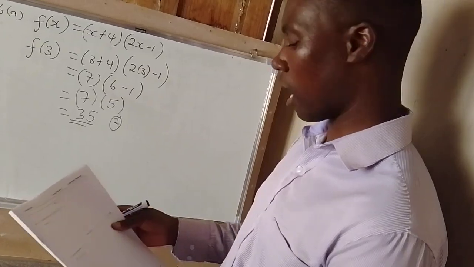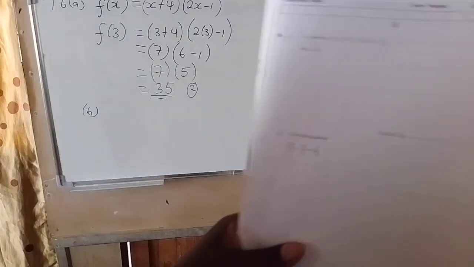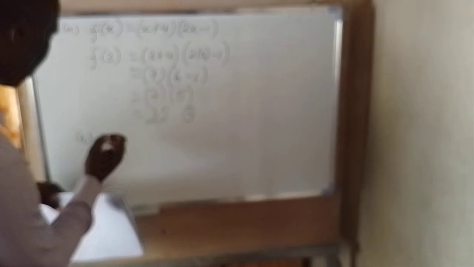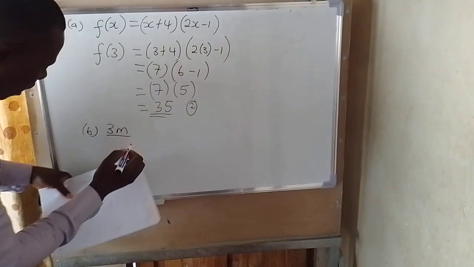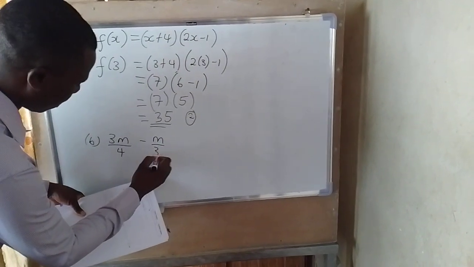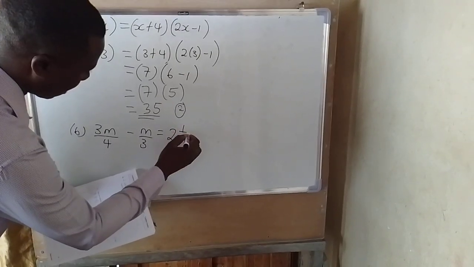Then a last one for today, that's question 16b. 16b is an equation. When an equation says solve, it means we need to find the value of the unknown. In this case, our unknown is m. So we want to find the value of m. So this is 3m over 4 minus m over 3 is equals to 2.5. I will write 2.5 first like this.